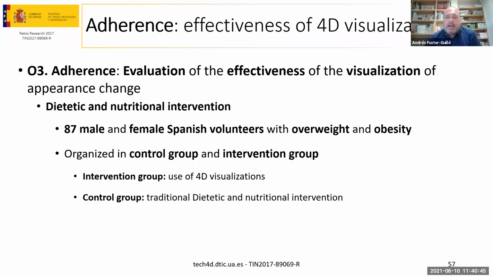Now we are almost at the end of the dietetic and nutritional intervention. We are working in this dietetic and nutritional intervention with 87 male and female Spanish volunteers with overweight and obesity, organized in a control group and an intervention group. In the intervention group, we are using the 4D visualization of the technology that I have presented. And in the control group, we are working with a traditional dietetic and nutritional intervention to compare.